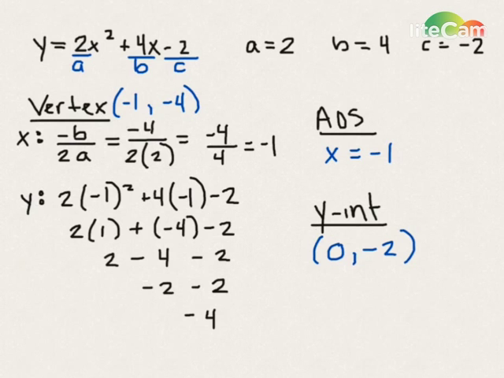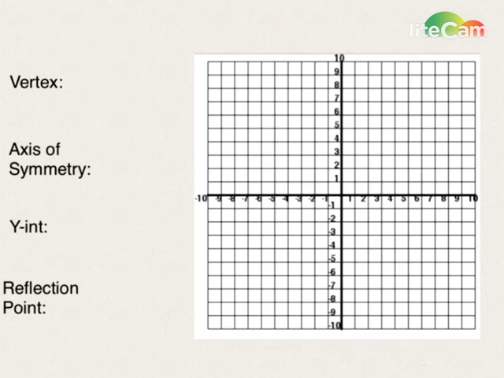So now we can graph it. We said the vertex was negative 1, negative 4. The axis of symmetry was x equals negative 1. And we said the y-intercept was negative 2. So the first thing I'm going to do here is plot my vertex at negative 1, negative 4.